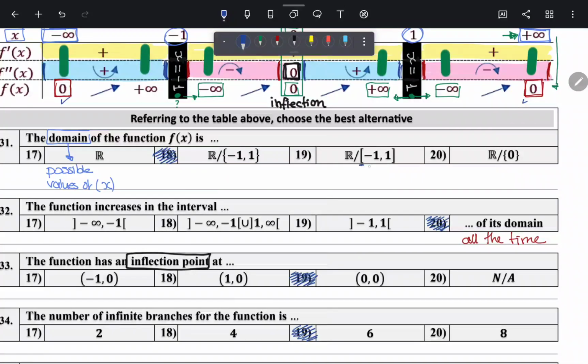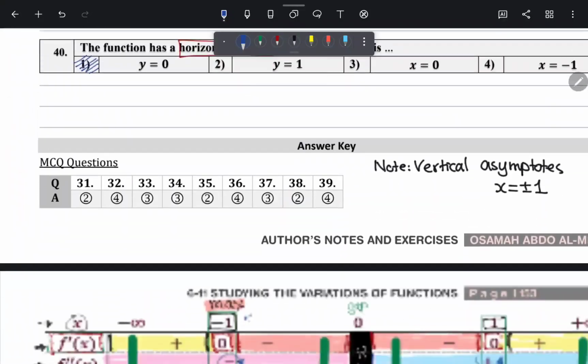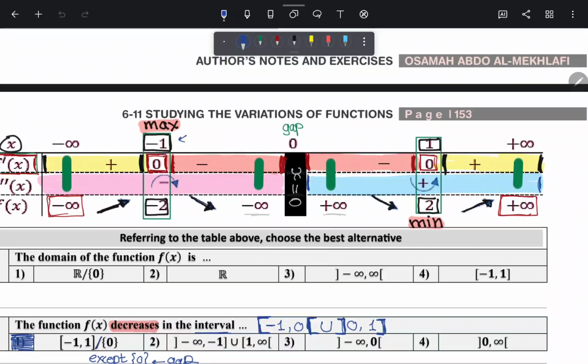Why? This is an interval, and an interval means from minus 1 until 1, as if he's telling me that all of this is gaps, and that's not true. The gaps are only at minus 1 and 1, not from minus 1 to 1. Of course, each bracket has a different meaning. This is a set bracket, meaning minus 1 or 1, okay? Okay, the second one, look, what's the domain here? The domain is all the real numbers, right?